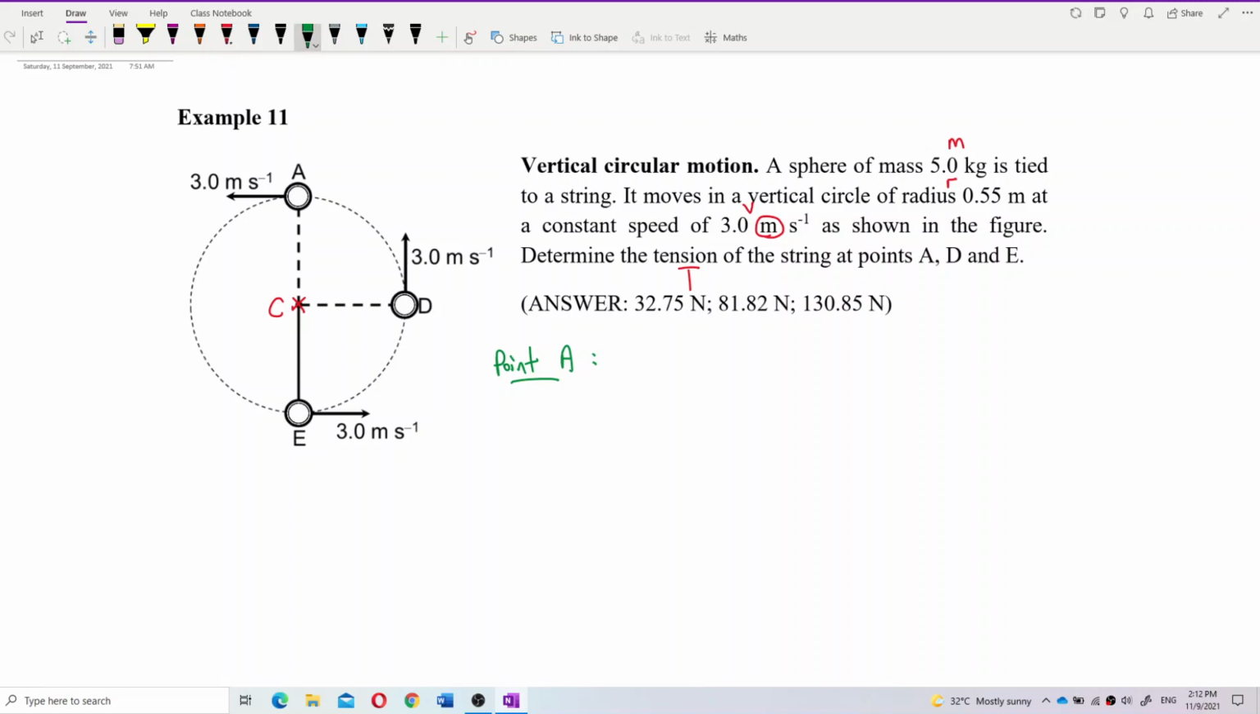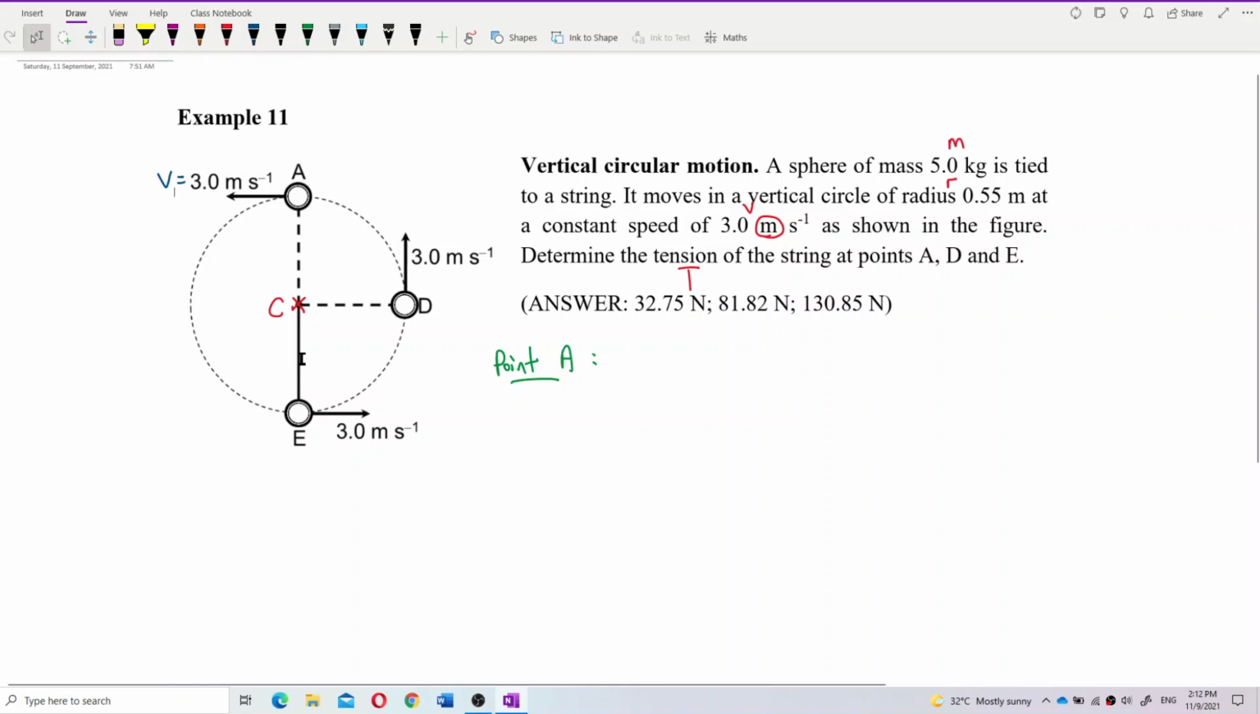What is the force acting on the ball? This one is the V. So this is not a force, this is velocity. Now, what is the force acting on the ball at point A?